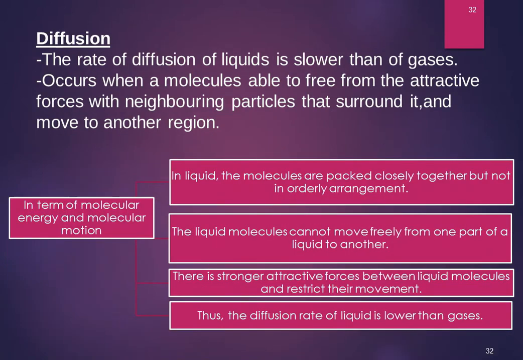Diffusion. The rate of diffusion of liquid is slower than that of gas. Diffusion occurs when a molecule is able to free itself from the attractive forces with neighboring particles that surround it and move to another region. In terms of molecular energy and molecular motion, in liquid, the molecules are packed closely together but not in orderly arrangement. The liquid molecules cannot move freely from one part of a liquid to another. There are stronger attractive forces between liquid molecules that restrict their movement. So the diffusion rate of liquid is lower than gases.